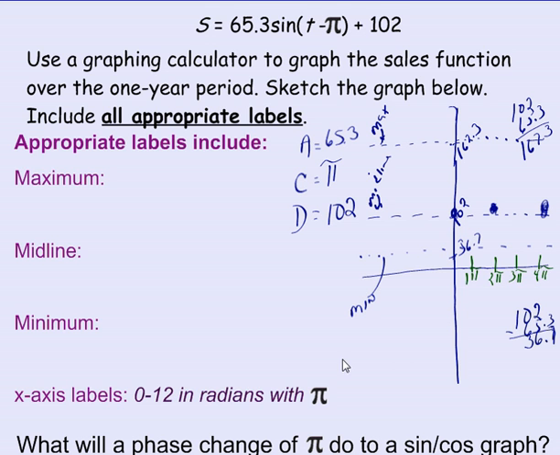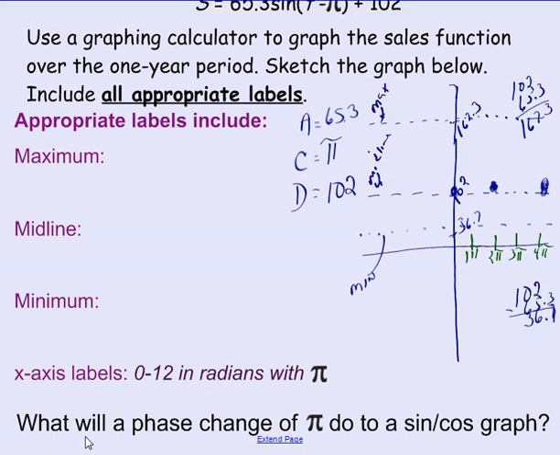Now, I have a note down here that says, what will a phase change of pi do to a sine or a cosine graph? The phase change of pi, either positive or negative, will actually reflect the graph. So instead of going up, then back to midline, our graph is going to go down, then back to its midline, up and back. And remember that each of the 2 pi's is 1 period. So we will have one full curve every 2 pi.